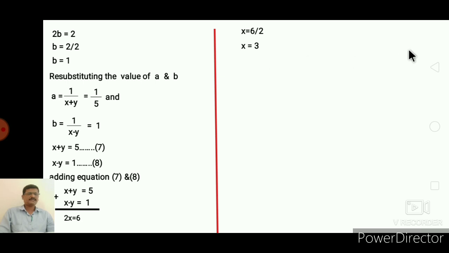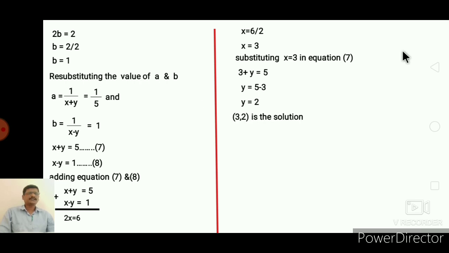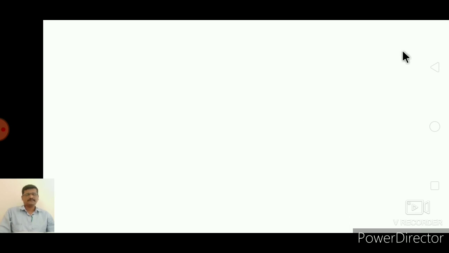Then substituting x is equal to 3 in equation 7, we get 3 plus y is equal to 5. Transfer this plus 3 to the right hand side. This plus 3 becomes minus 3. Therefore, y is equal to 5 minus 3. Therefore, y is equal to 2. Therefore, (3, 2) is the solution of the given equations.